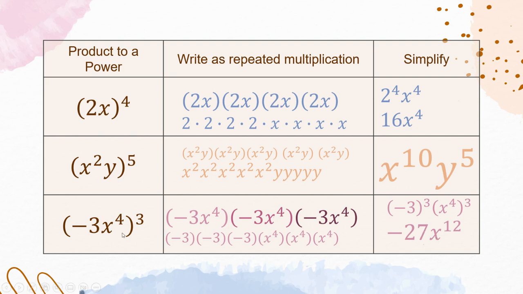So again, notice we took our negative 3 and we raised it to the third power. And we took our x to the fourth and raised it to the third power to give me 12. Because we know how to do a power to a power, right? And we definitely know how to do this. You use your calculator, right?